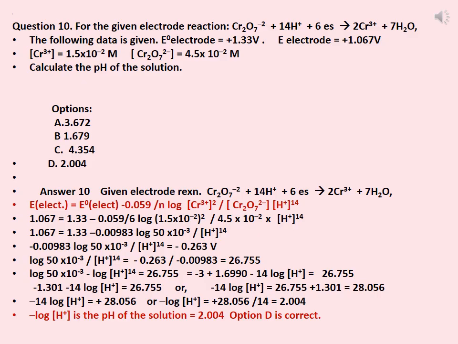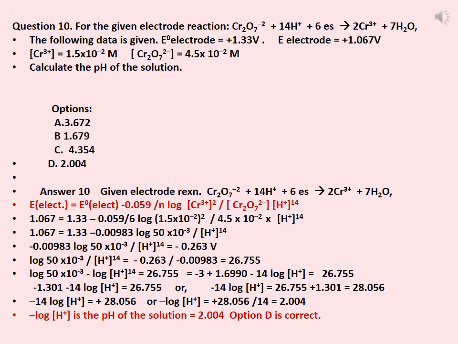If you look at the cell reaction, here the dichromate anion Cr2O7 2 minus in acid medium, that is 14H plus, is reduced to Cr3 plus along with formation of water. So the given electrode reaction is Cr2O7 2 minus plus 14H plus 6 electrons gives 2Cr3 plus plus 7H2O. So this electrode is the dichromate electrode.